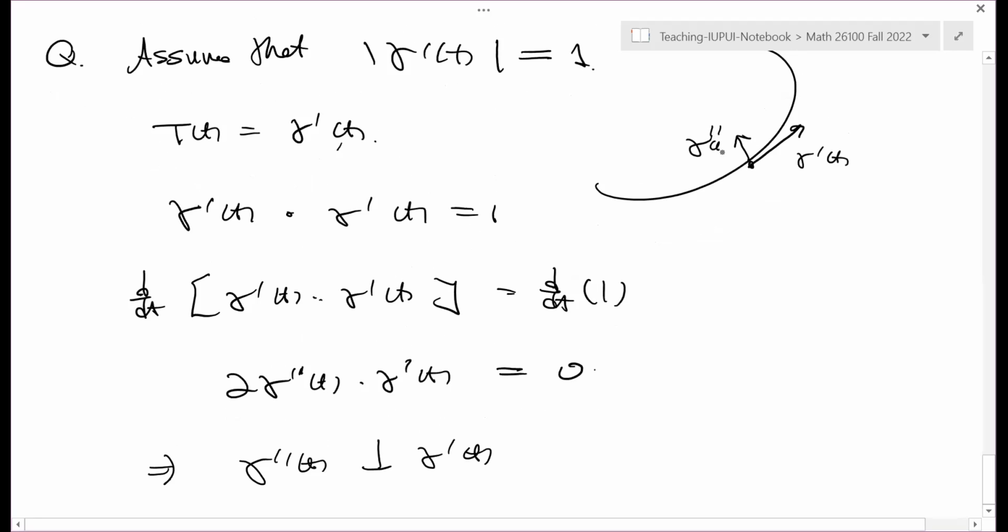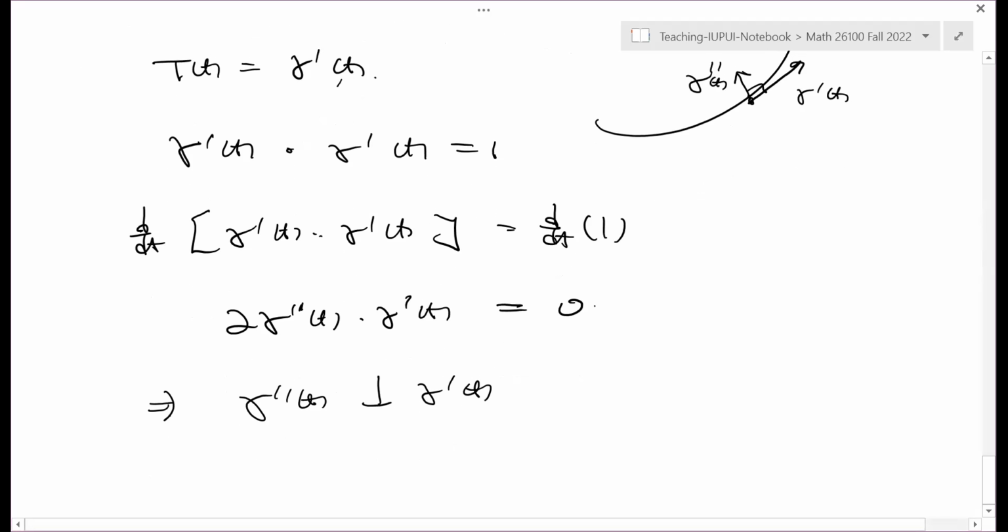The second derivative is perpendicular to the first derivative. Imagine the length of this second derivative actually tells you how fast the curve bends into that direction. So in geometry, the length of the second derivative we call the curvature.